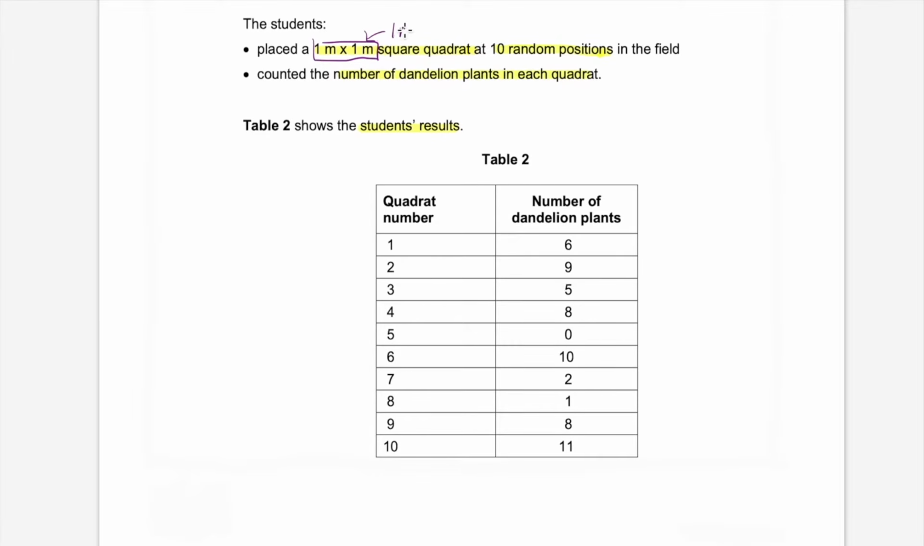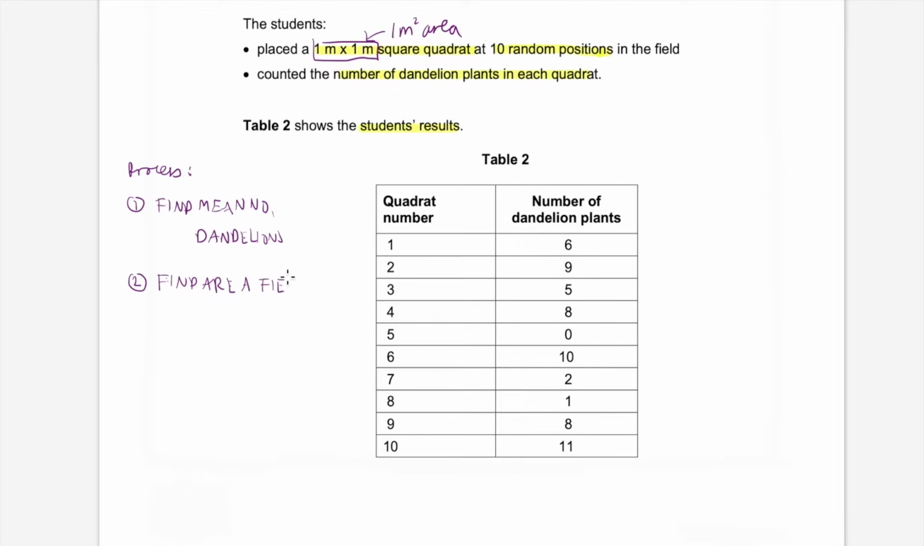Well, each quadrat is 1 meter by 1 meter. There is a 1 meter squared area. So, the process we'll undertake is we'll find the mean number of dandelions per meter squared by calculating the number of dandelion plants on average per quadrat.